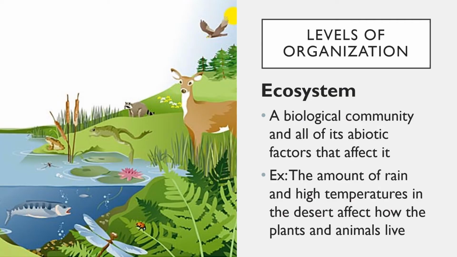The next higher level is called an ecosystem. How I said that communities are only the living factors, the living organisms there, an ecosystem starts to include the non-living things, what we call its abiotic factors. I'm going to go over that term in a little bit. So an ecosystem is just a biological community and all of its non-living or abiotic factors that are affecting it.